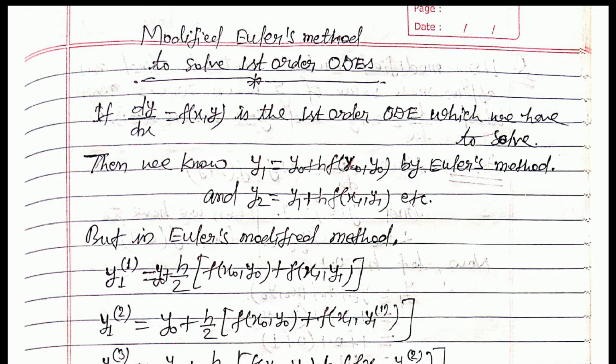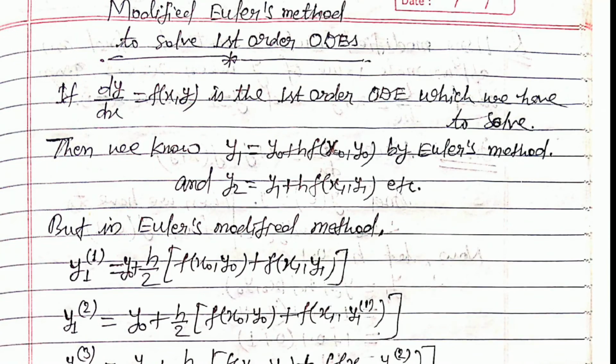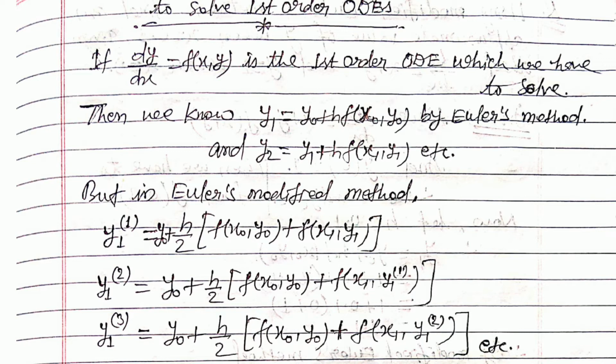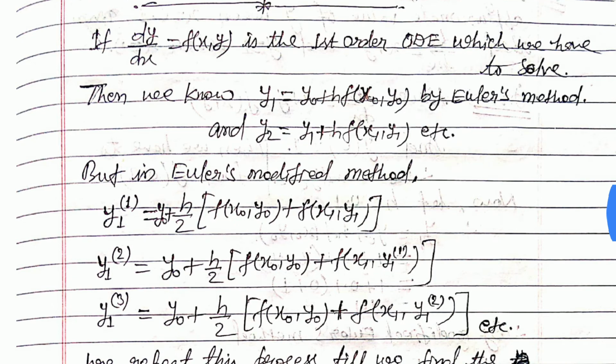But what's different in the modified Euler's method is this. In Euler's method we find y1 equal to y0 plus h into f of x0 comma y0, and y2 is equal to y1 plus h f of x1 y1, and so on. But in Euler's modified method, we have to find y1 many times, y2 many times. That is why it is known as Euler's modified method. In this method we find y1 more than one time.